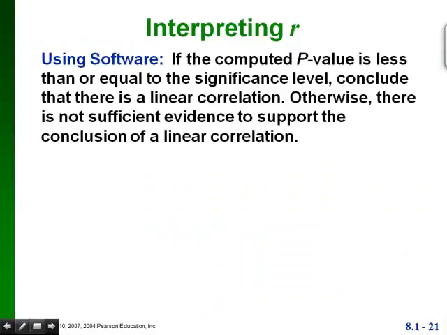Now we can also use software like StatCrunch to compute a p-value. Instead of looking up the critical value in the table, if we have the p-value and if it's less than or equal to our significance level, then we can say that there's a linear correlation. Otherwise, there's not enough evidence to support that conclusion.